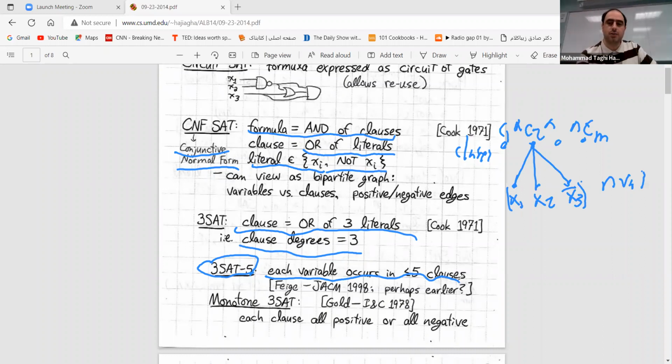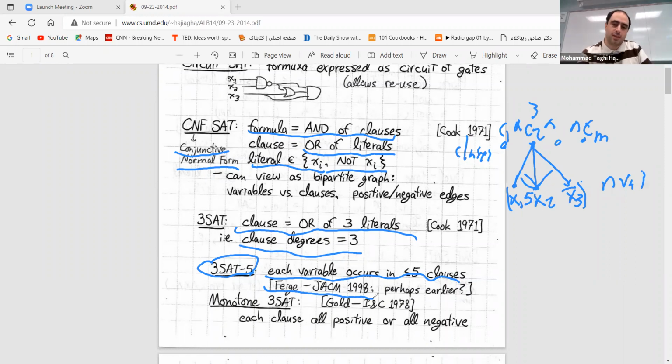If you consider this bipartite graph, we already mentioned that the degree of the clauses is 3. Here we want to say that the degree of each of these variables, including both the variable itself and its negation, is also at most 5. So even that case is hard. This is the case where the problem is hard, and this is from the paper of Feige, JCM, and probably earlier than that.